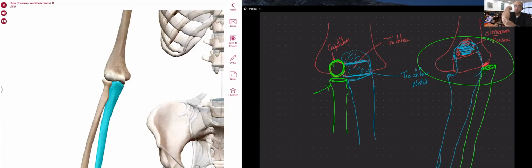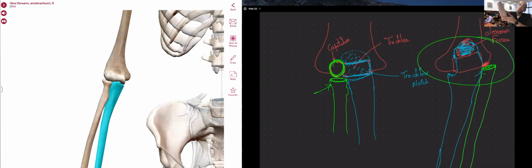The olecranon process as it passes. So if you flex your elbow joint, you see this protruding part. This is the olecranon process. If you keep touching it while you are extending your forearm, you're going to see that it disappears. It passes to the inside of the olecranon fossa.